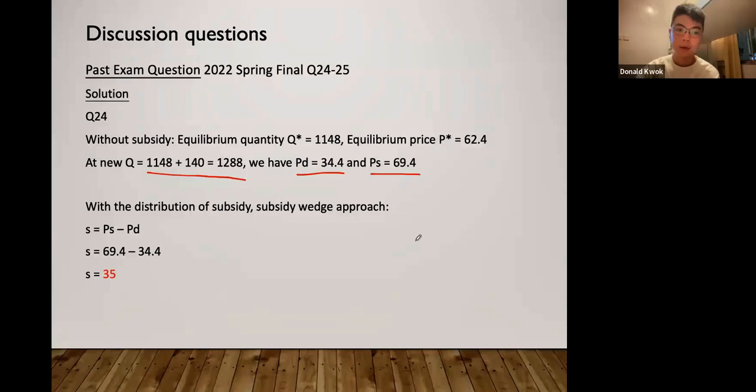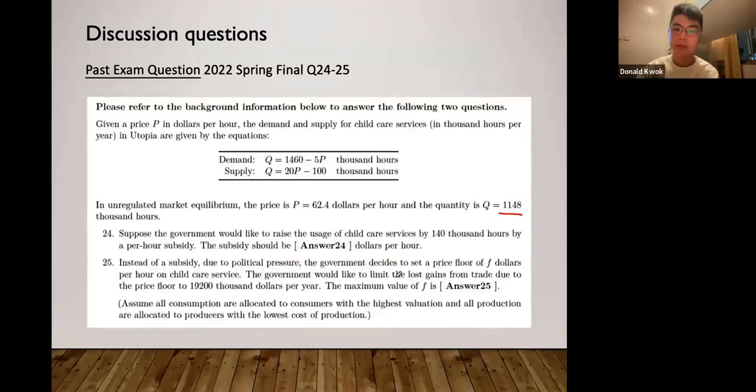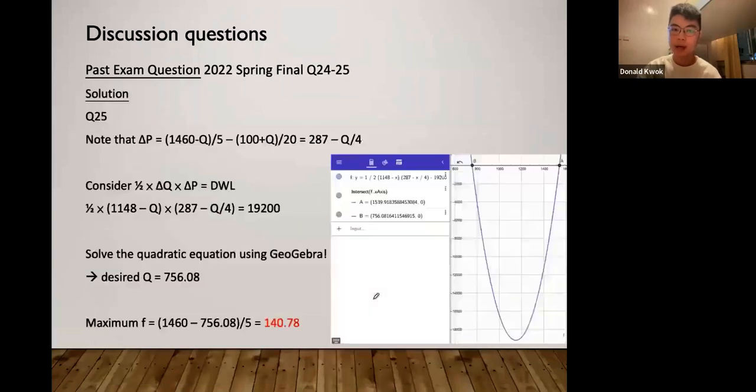And for question 25, if the government decides to set a price floor at F dollars, and would like to limit the loss gain from trade to 19,200, what would be the maximum value of F? So let's record a diagram under this effective price floor.